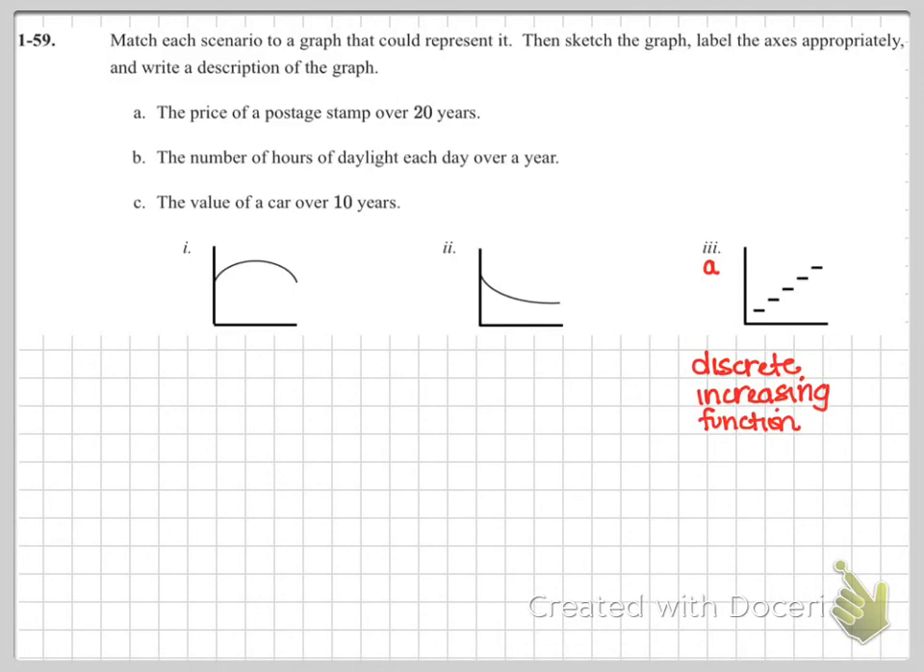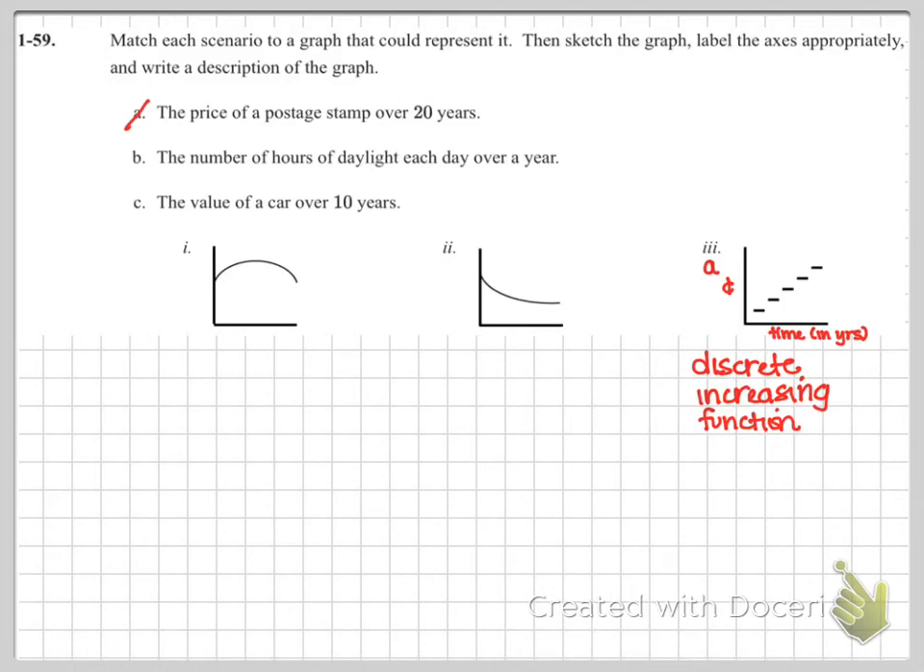And then you can go ahead and put the time frames on here yourself. So maybe this could be time in years, and then the vertical axis could be cents. And then you can go and put some increments on there. Okay, so that takes care of A. A's handled. All right, let's take a look at B.